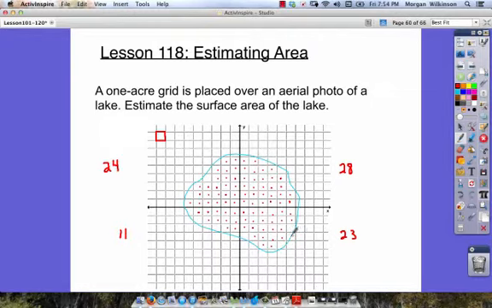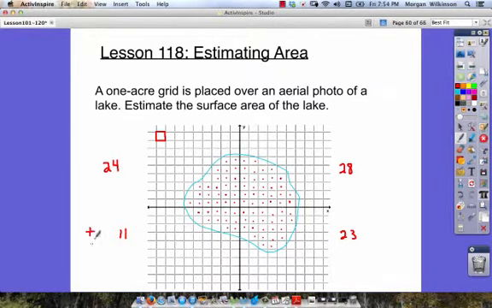Now back to our bottom quadrant, we called this one whole even though there's a tiny fraction of it out of our 1-acre grid. The reason we called it whole is because it's so close that since we're only estimating, we're going to count it as a whole in order to find our final answer. Now we can add all these together.